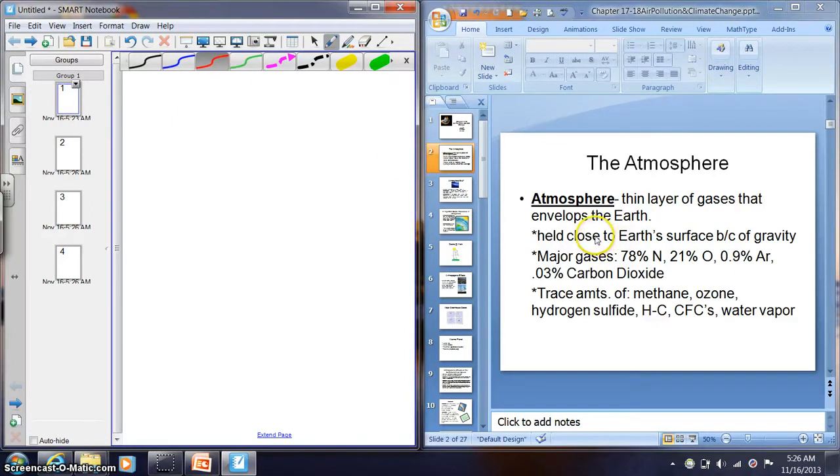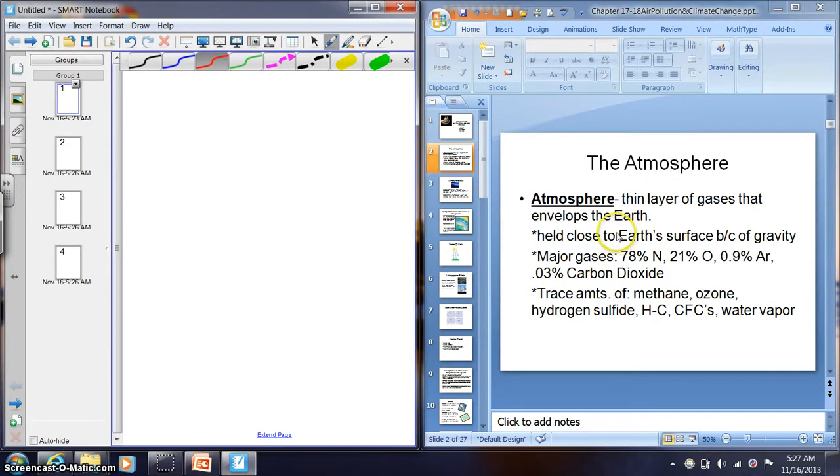It's held close to the Earth because of gravity, and the major gases that we find in there are nitrogen, oxygen, argon, and carbon dioxide. So the most abundant gas here is nitrogen. And then we also have a little bit of methane, ozone, hydrogen sulfide, hydrocarbons, CFCs, and water vapor.